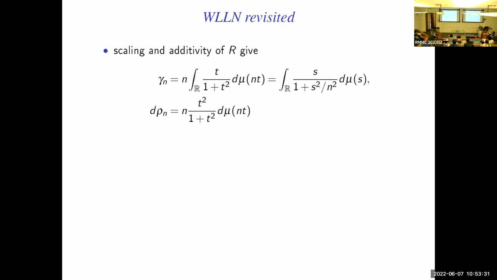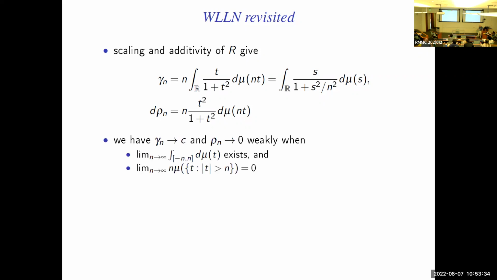This is just calculation, nothing very deep about it, but when do we have convergence to a point mass? If you remember the phi transform or the R transform of a point mass. Here is the audience: what is the R transform of a point mass? A constant. So I'm interested when these functions converge to a constant. So in other words, the gamma n's have to converge to a constant, and the measures rho n have to converge weakly to the zero measure.